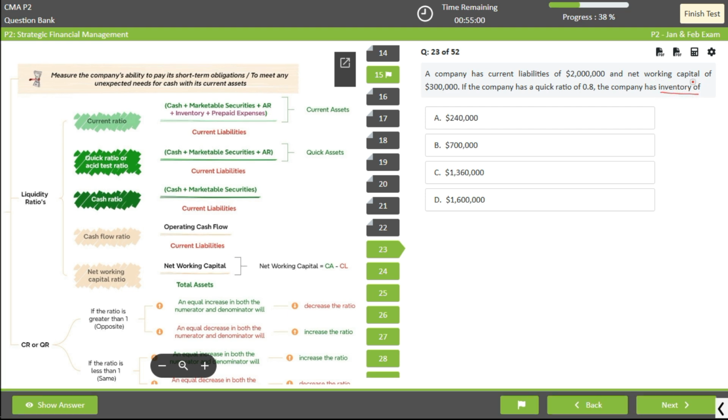And here working capital is given, current liabilities are given, quick ratio is given. Basically we need to find out the value of current assets and quick assets. The difference between current assets and quick assets will give you your inventory. So current assets value can be found out by the net working capital. Net working capital they have given us 300,000.